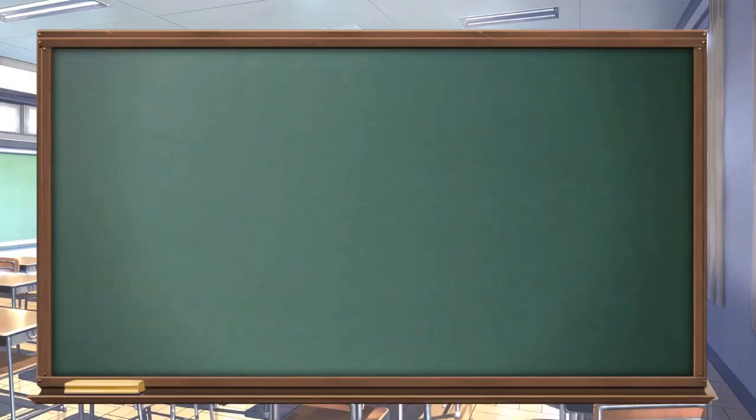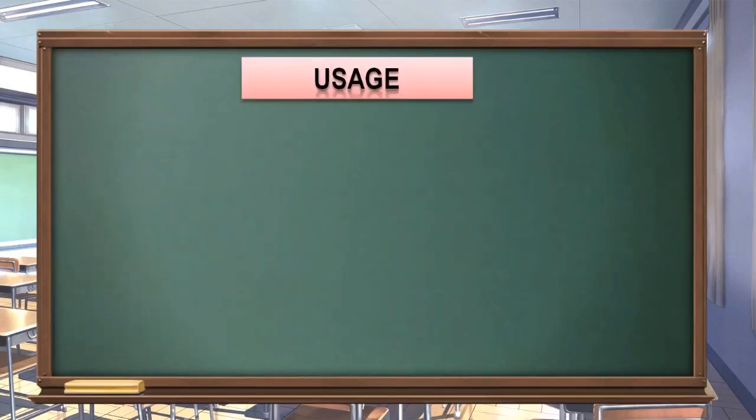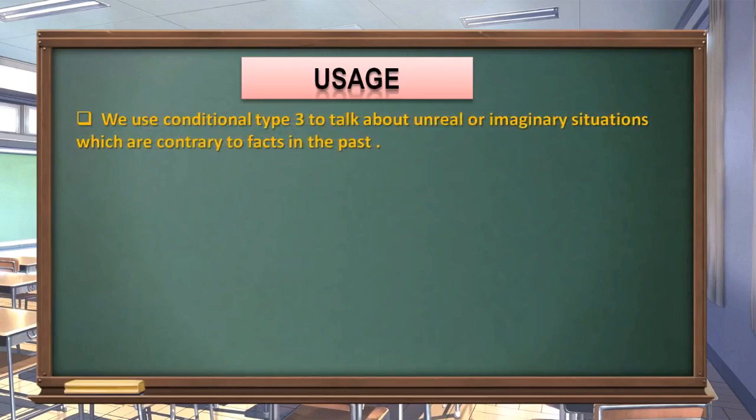So now let's move to see the usage of conditional type 3. You are going to know when we use a conditional type 3 sentence. Let's read. We use conditional type 3 to talk about unreal or imaginary situations which are contrary to facts in the past. So a conditional type 3 sentence is used to talk about things or situations or events that didn't happen in the past. So we use it to imagine if they had happened, what could have been done.